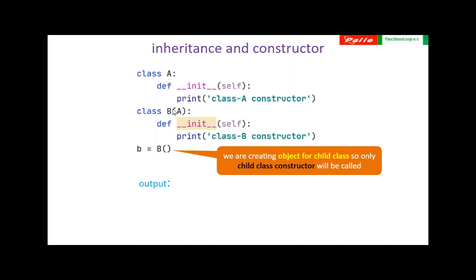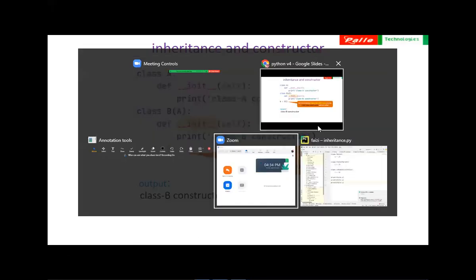Is it clear? So what will be the output then? Class B constructor. I'll get the output as class B constructor. Okay. So is it clear? Okay. So let us see this example.